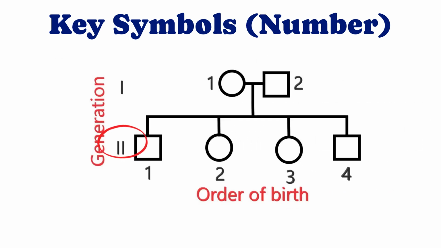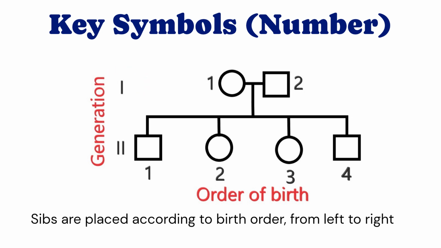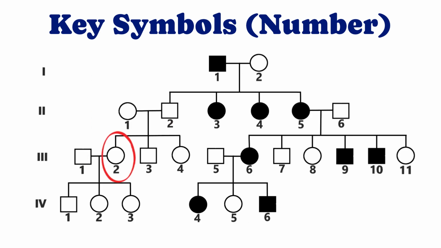Roman numerals are often used to designate each generation, with the oldest generation at the top. The numbering system is required to identify a particular person very easily from the pedigree. For example, if I say 3-2, it means this person. If 2-1, it means this person.